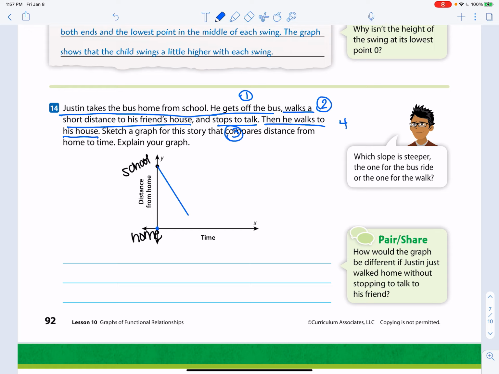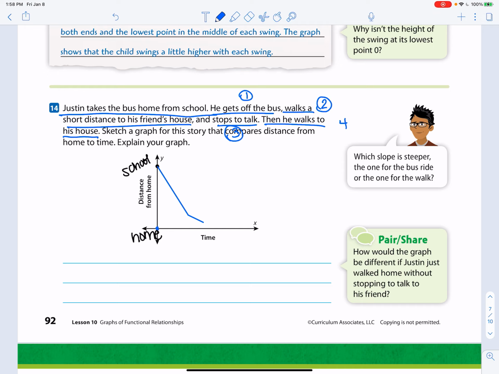So after he's on this bus, he walks a short distance, so it shouldn't be a very long way that he's going to his friend's house. So he's going to be getting closer to home because he got off the bus, right? So he can't be going that far. So he gets off the bus and then walks a little bit to get to his friend's house. Okay, so he's still going down. The distance is still decreasing.